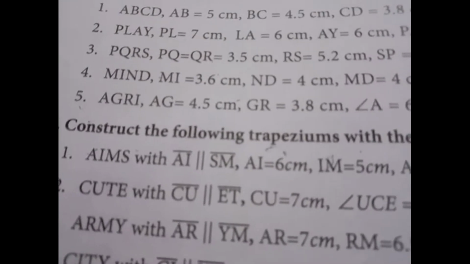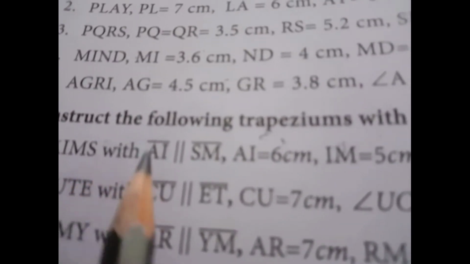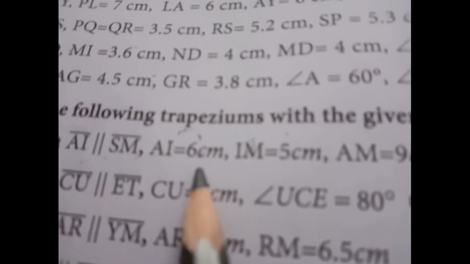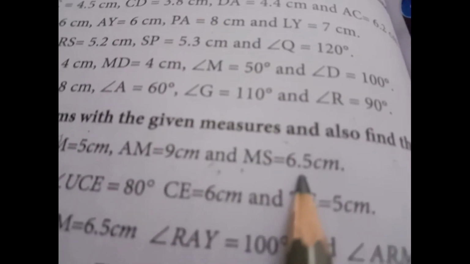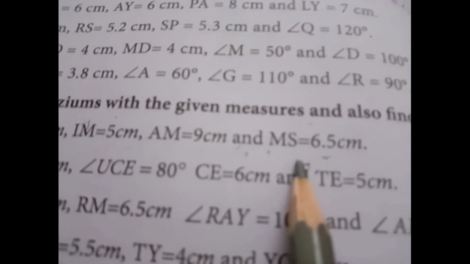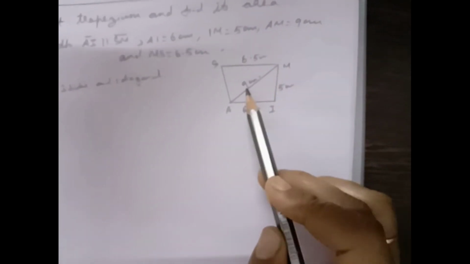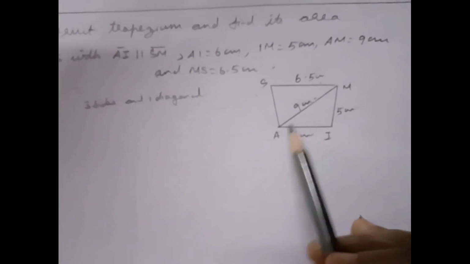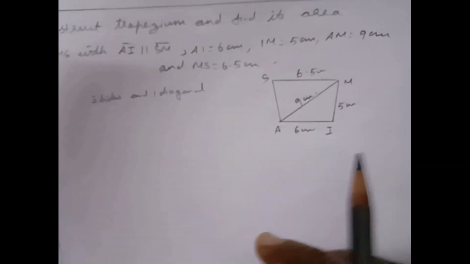Now we'll move to the first question. AIMS with AI parallel to SM. AI is equal to 6 centimeter, IM is equal to 5 centimeter, AM equal to 9, SM is equal to 6.5 centimeter. So using the given measurement, first draw the rough figure. If you see here, you can see 3 sides and 1 diagonal. To construct a trapezium, we need only 4 independent measurements.